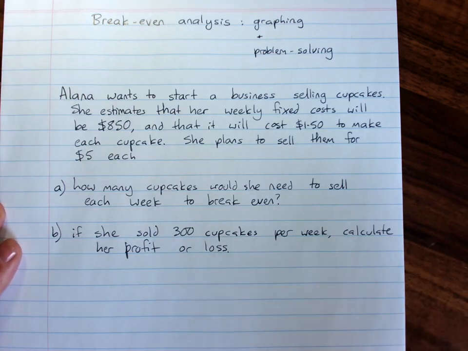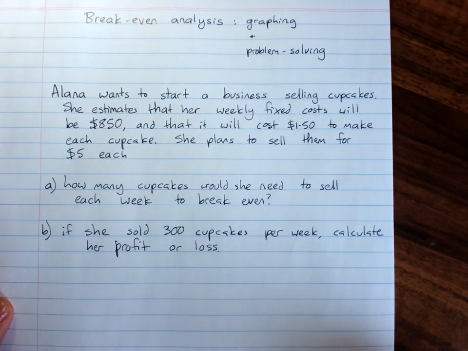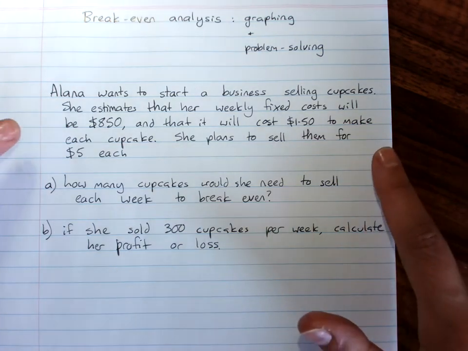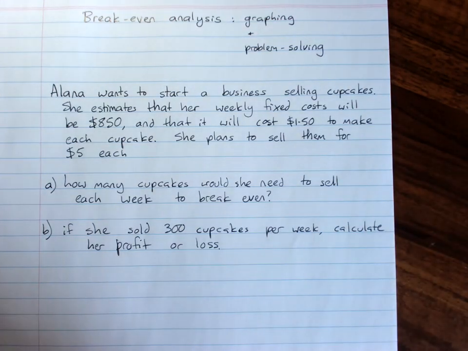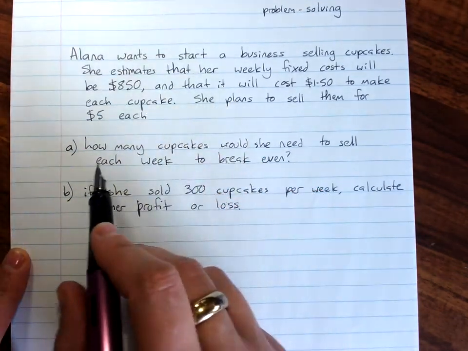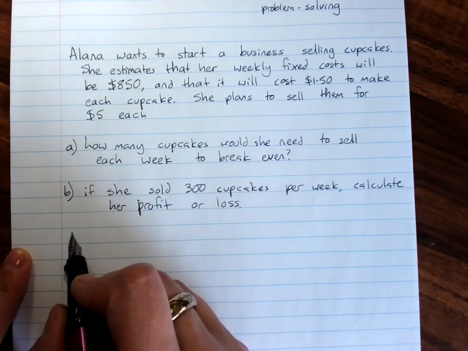So when we're doing break-even analysis, we really do have to understand graphing lines, and it's a really good idea to understand it with the graphics calculator. So we'll start off getting our cost and revenue rules. We want to find out the number of cupcakes she needs to sell per week.